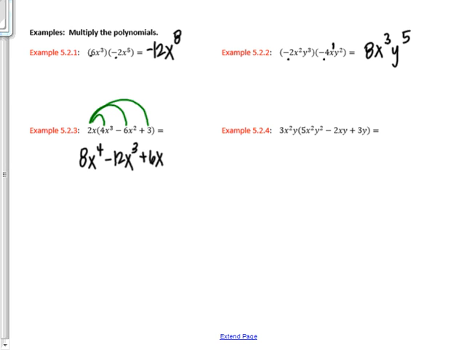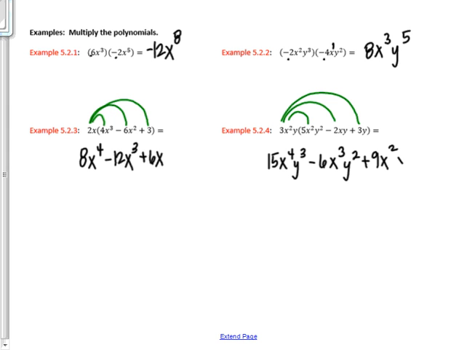Alright, same thing here. We'll distribute. Alright, so 3 times 5 gives me 15. I've got 4 x's now and 3 y's when I add them up. Alright, 3 times negative 2 gives me a negative 6. I've got 3 x's and 2 y's. And then 3 times 3 gives me a positive 9. I didn't have any x's to add with the 2 that I had, but now if I put my y's together, I get y squared. None of those are like terms, so we'll get to stop there.